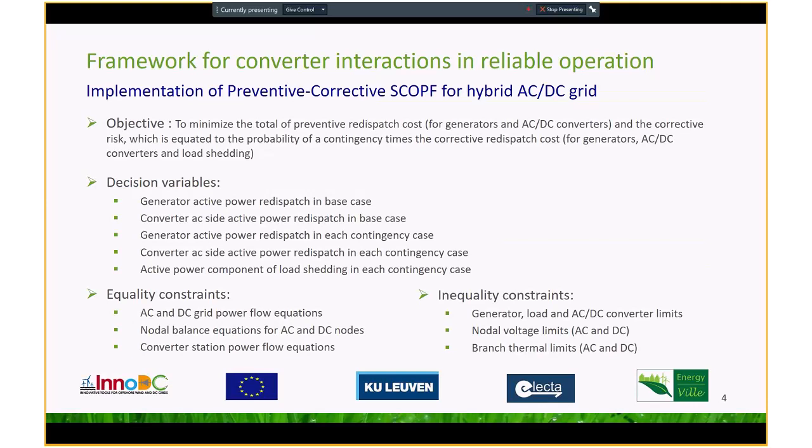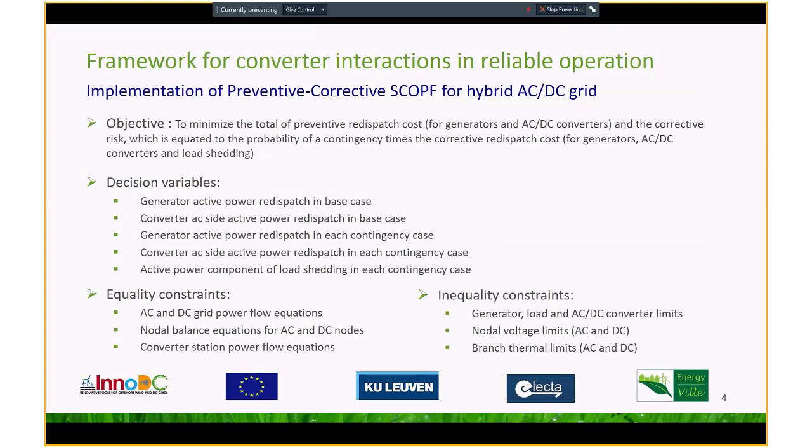In line with the framework for converter interactions in reliable operation, a preventive corrective security constraint optimal power flow model for hybrid AC-DC system has been implemented. The objective here is to minimize the total risk, which is equal to the sum of preventive redispatch cost coming from generators and AC-DC converters, and the corrective risk, which is equated to the probability of contingency times the corrective redispatch cost. In this case, the corrective actions are from generators, AC-DC converters, as well as load shedding.